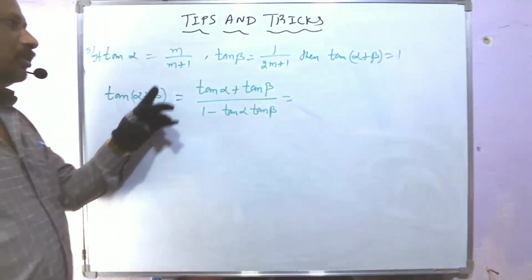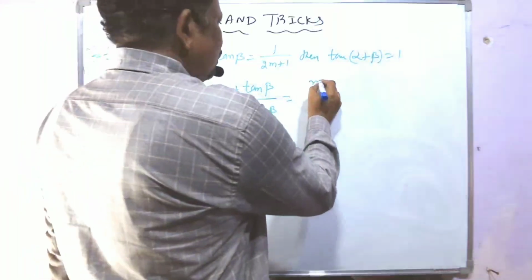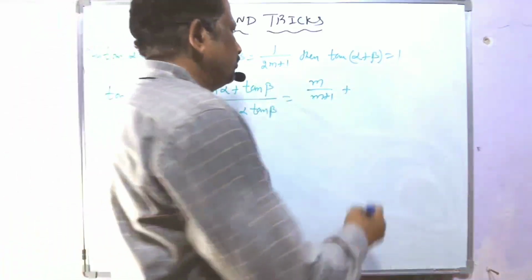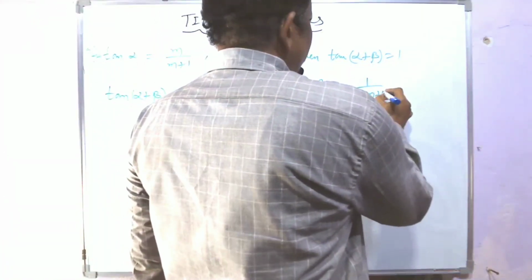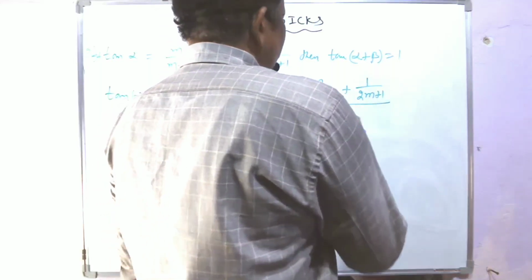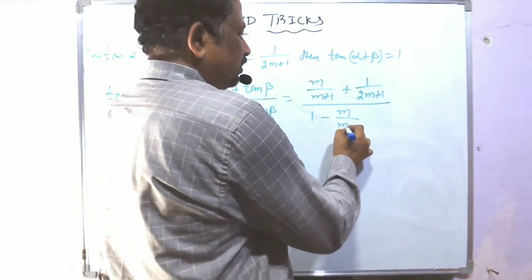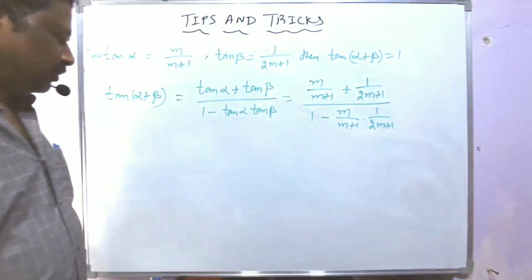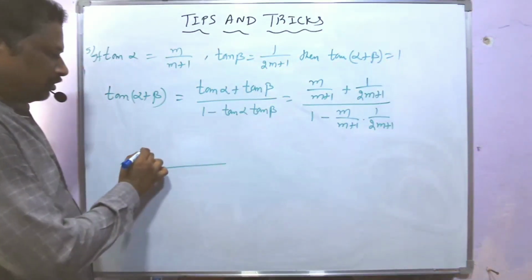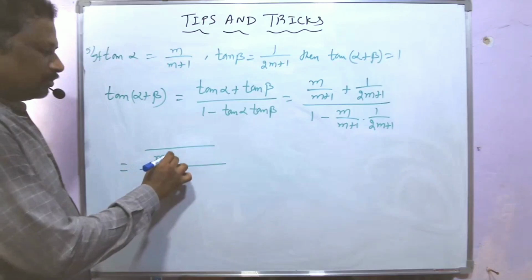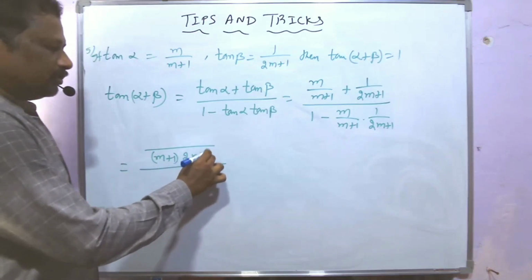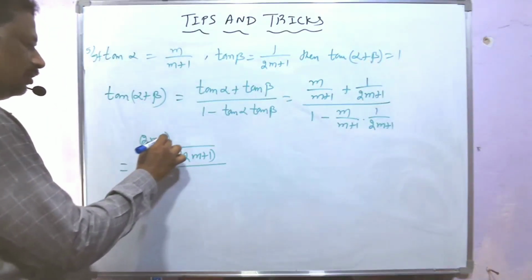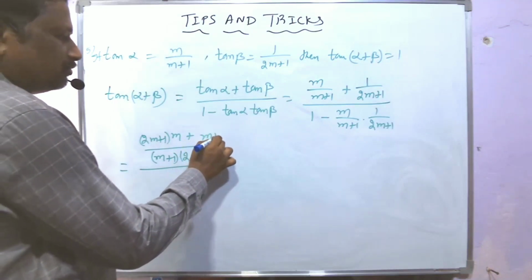So that will become, tan alpha value, you have to substitute here, m by m plus 1, plus tan beta value also you have to substitute, 1 by 2m plus 1, whole divided by 1 minus tan alpha m by m plus 1 into tan beta 1 by 2m plus 1. Now simplify this one. Okay, here what you get, LCM? M plus 1 into 2m plus 1. Cross multiply, what you get? 2m plus 1 into m plus m plus 1.